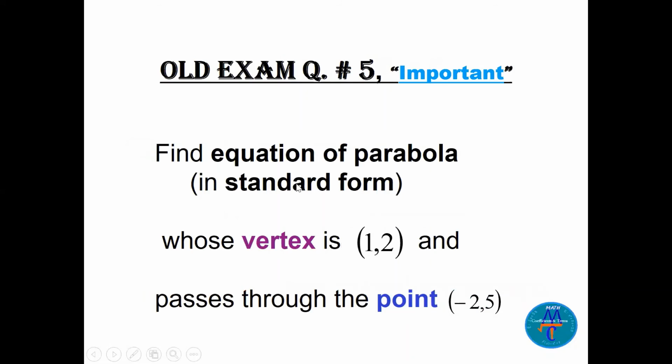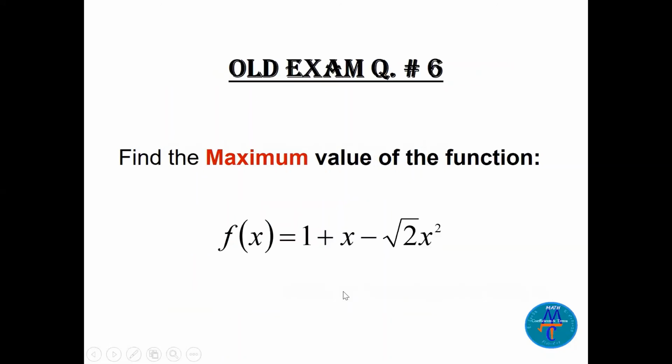Question number 5 is an important question. We need to find the equation of the parabola in standard form. I give you the vertex here, 1 and 2, and passing through the point minus 2, 5. Here, find the maximum value of the function. We did one example similar. Please try it. Nice question.